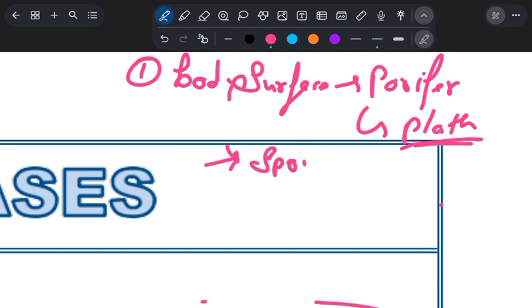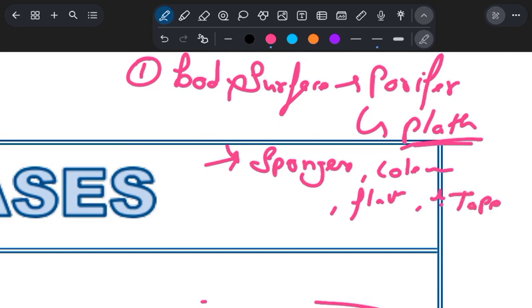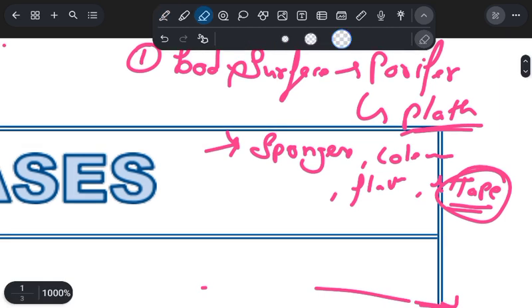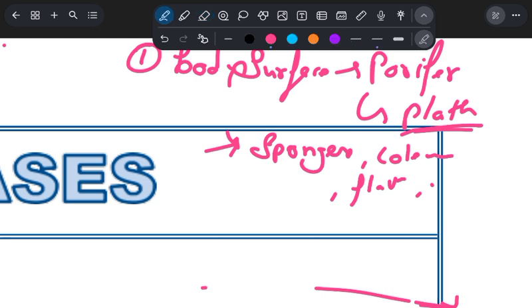So sponges, then coelenterates, then flatworms, and tapeworms. I think tapeworms, you can check it further if I am wrong. Tapeworms, I think, are part of Platyhelminthes. I don't remember, so don't believe me. And that's it.